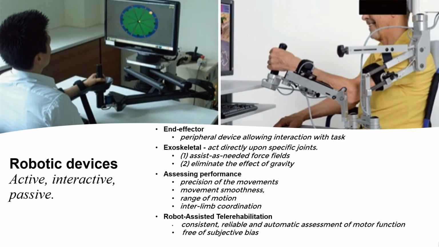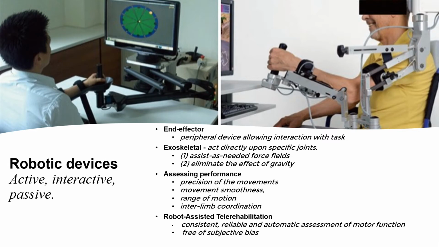Robotic devices can be active, interactive, or passive. In terms of end effector robots, these are devices in the periphery. For example, in the upper limb, the hand needs to achieve something. So the hand needs to push a bar or a switch or a gear. Then the arm and the forearm need to be placed in that position for the end organ, which is the hand, to perform the task. So that's an end effector robotic device.